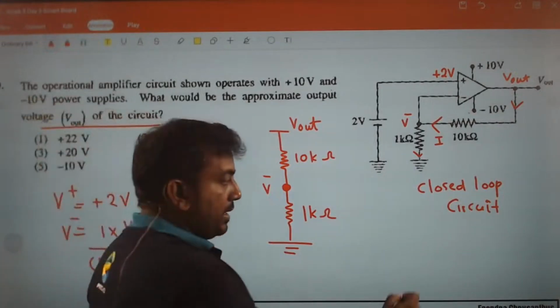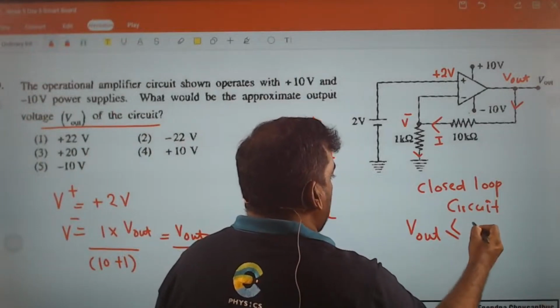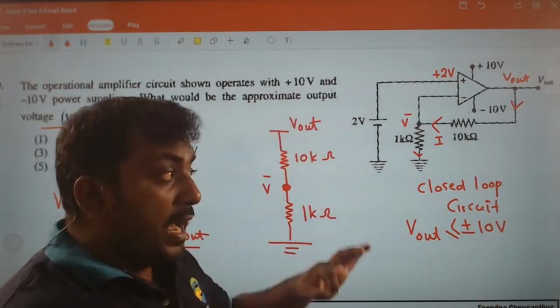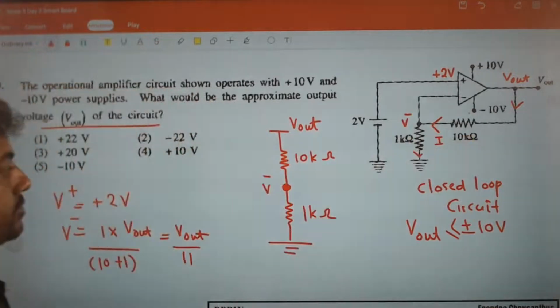Remember, the output voltage is less than or equal to plus or minus 10. The output voltage can never exceed the supply. Clear? The output voltage can never exceed the supply.